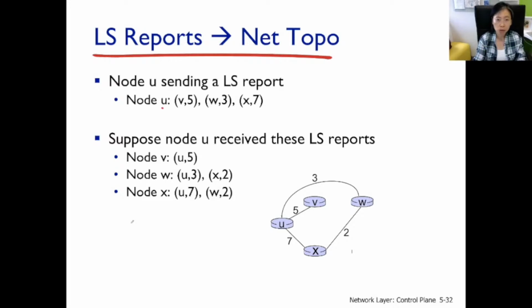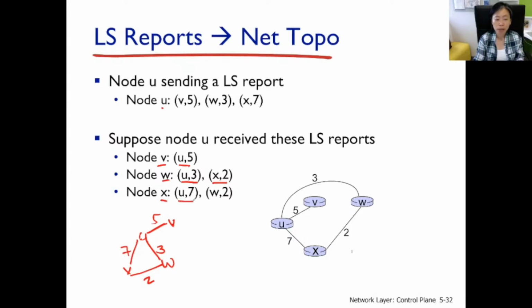Okay, node U knows the local information. It connects to V, it connects to W, it connects to X. Cost is 5, 3, 7. Now, seeing node V's link state report, it knows that V and U are connected, cost is 5. I'm U, so I know that, and the cost is 5. W's report is going to tell me the cost to U is 3, which you already know. Oh, W is also connected to X with link cost 2. So W connects to X, link cost 2.